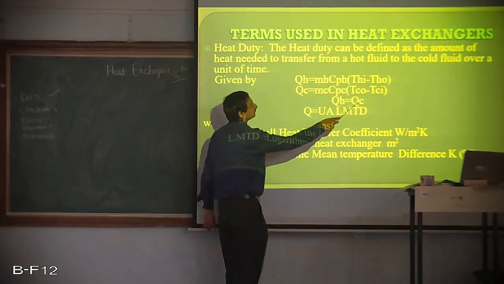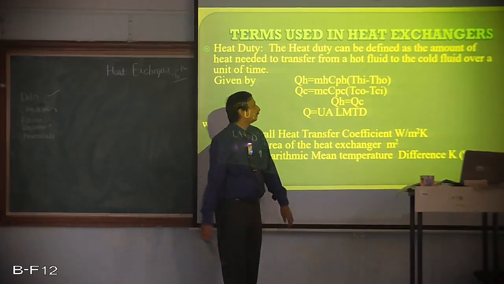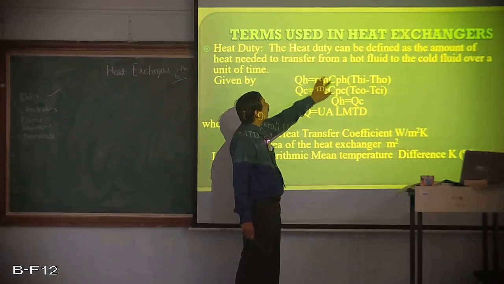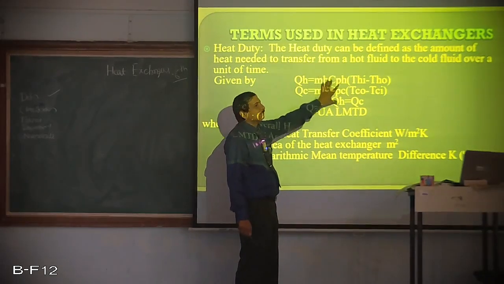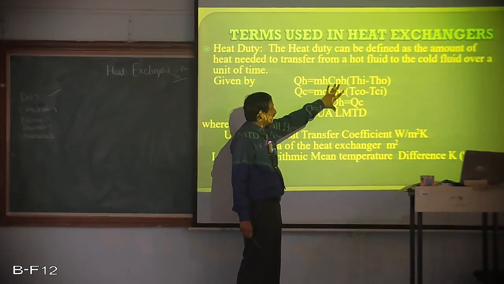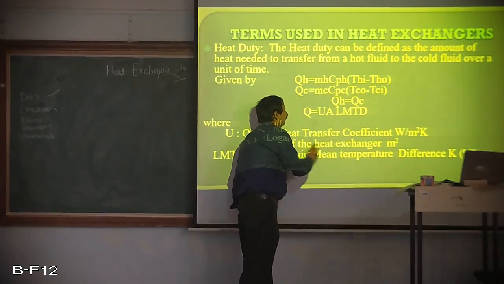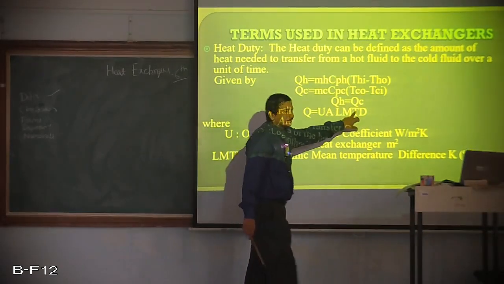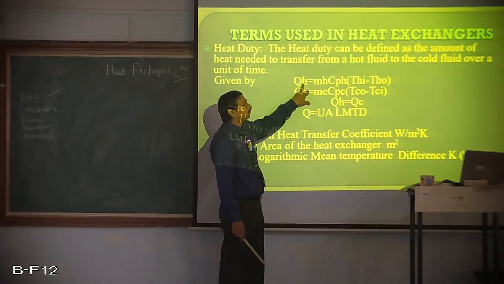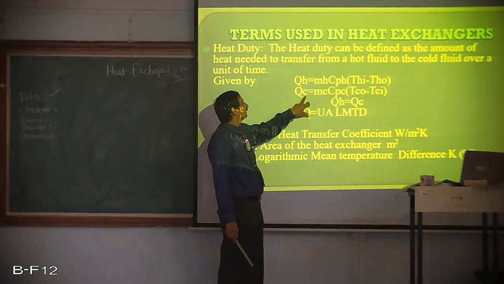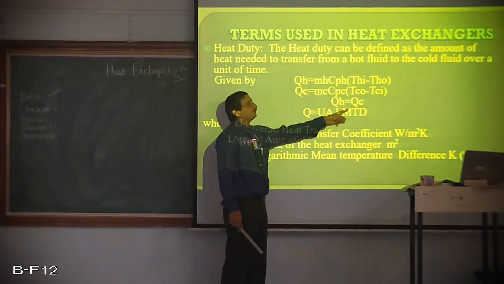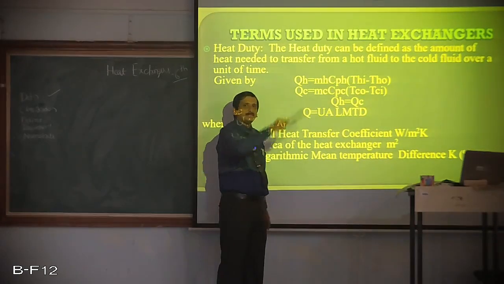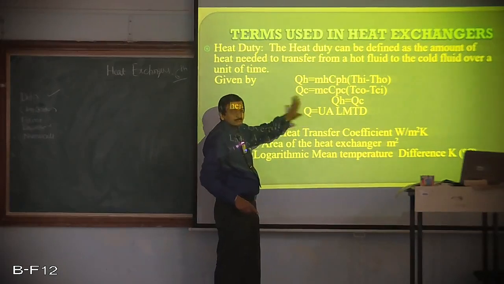For the ideal case, Q_H should be equal to Q_C. That is, the heat lost by the hot fluid should be equal to the heat gained by the cold fluid. This is the ideal case. Then the third equation, that is Q equal to U A LMTD. This is called the heat duty equation. This is the heat lost by the hot fluid, the heat gained by the cold fluid, whereas this is the heat duty equation, Q equal to U A LMTD. Remember, for any of the ideal cases, the 1, 2, 3 equations should give the same value.